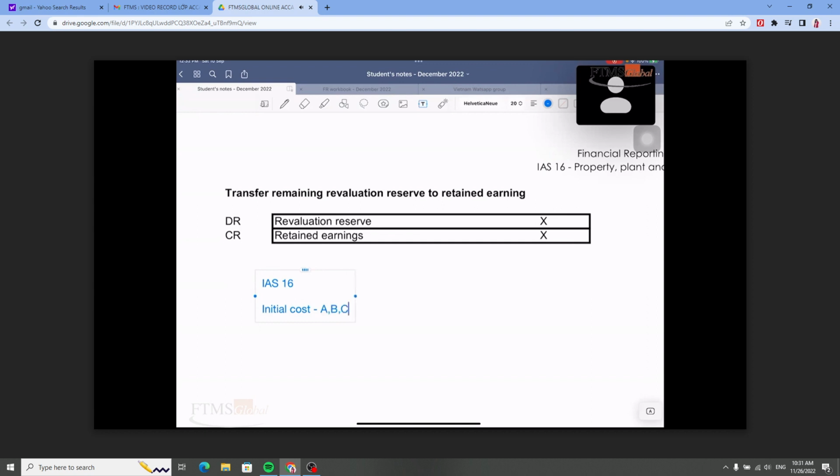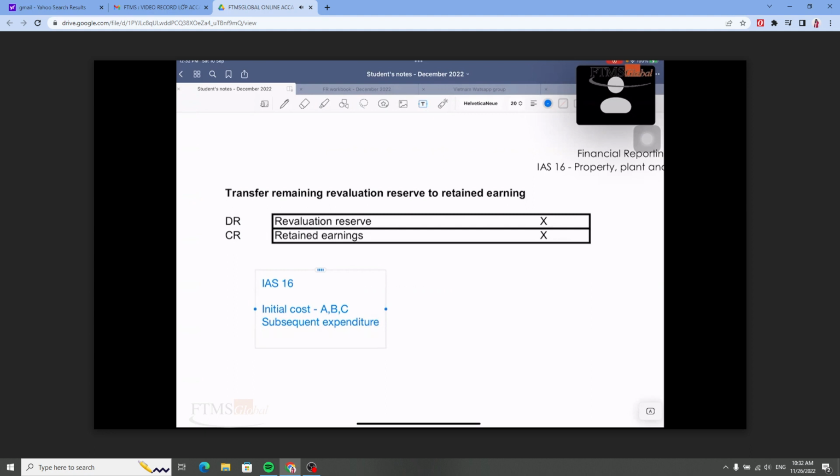Then next we talk about subsequent expenditure. Remember subsequent expenditure? If you remember the story I told you, it means you spend money on existing asset. Two things can happen if you spend money on existing asset. First, improvement. Second, no improvement. If there's improvement, then accounting treatment is capitalize and depreciate. If there's no improvement, expense off.